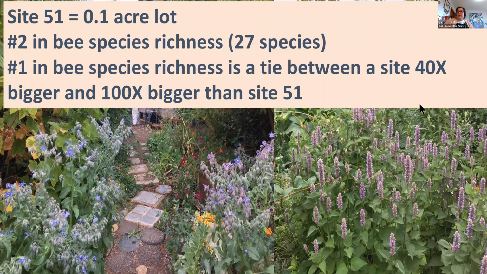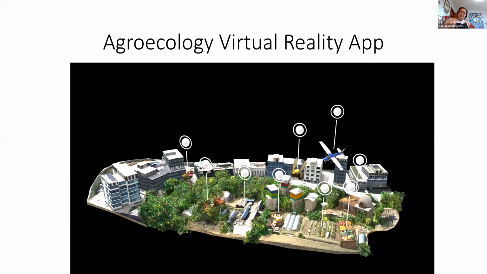And even more, I have to note that those sites that were number one in bee species richness were 40 times larger and 100 times larger than this small urban lot, and they only had 28 bee species. So he had almost as many bee species in this tiny garden as sites that were significantly larger. It's just a true testament that if you do plant it, they will come.